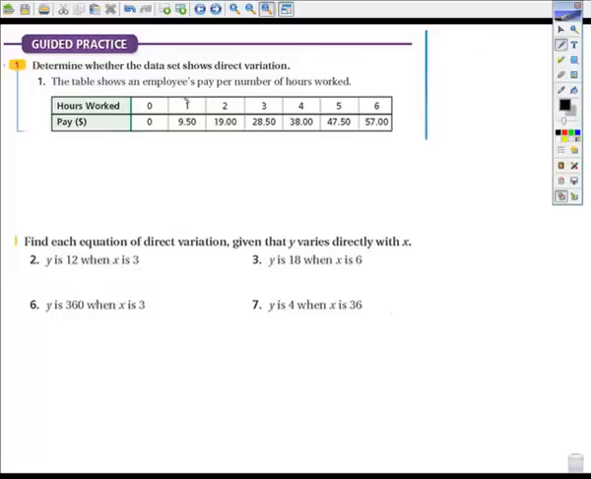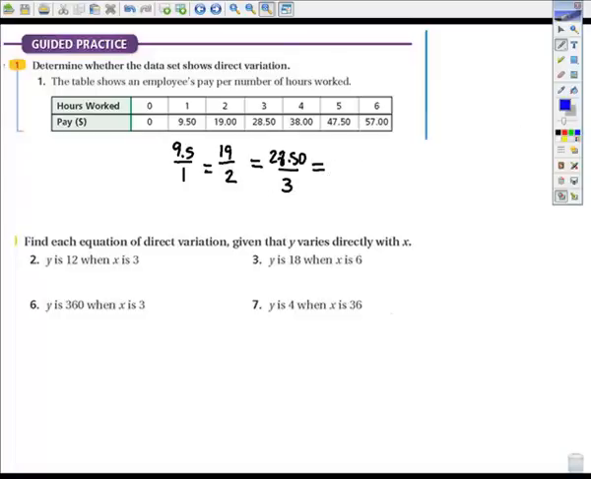This table shows an employee's pay per number of hours worked. Determine whether it shows direct variation. To determine whether it shows direct variation, we have to make sure that the ratios are all the same. So I have to make sure that 9.5 divided by 1, remember it's y over x, equals 19 divided by 2 equals 28.50 divided by 3, etc. I have to make sure that all of these work.